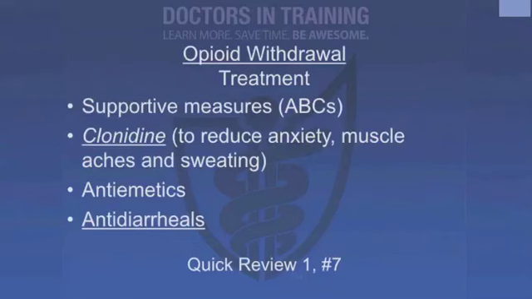Well, the main thing is supportive measures. You want to monitor airway, breathing, circulation, and so forth. You can use clonidine, which will help reduce anxiety, and it will also help reduce muscle aches and sweating. You can use antiemetic drugs to help with the nausea and vomiting, and you can use antidiarrheals to help with the diarrhea. So again, these are basically supportive measures to help the patient as they withdraw from the narcotic.